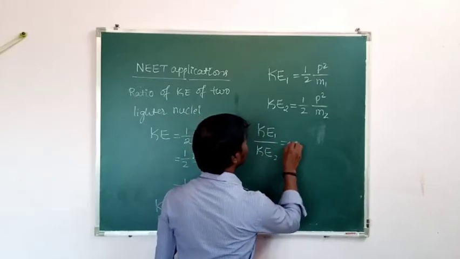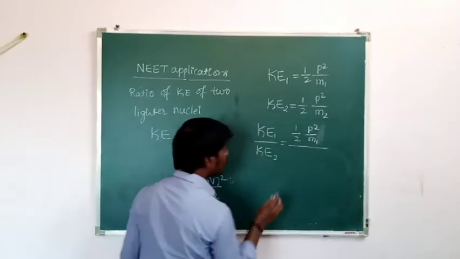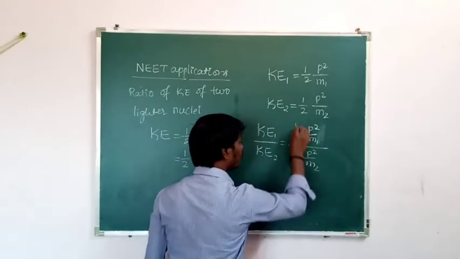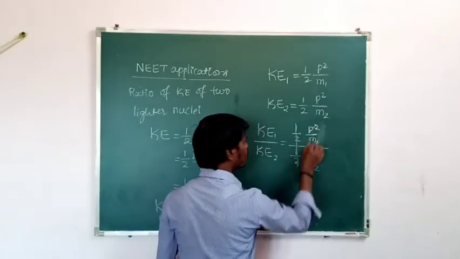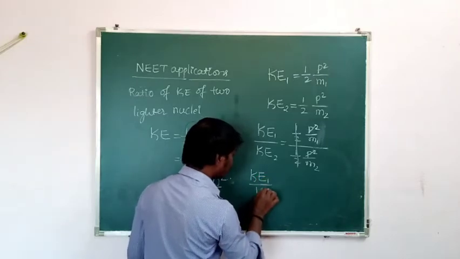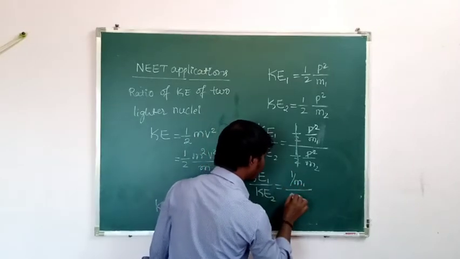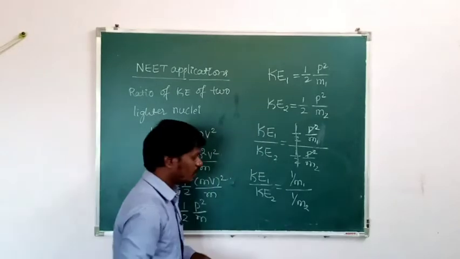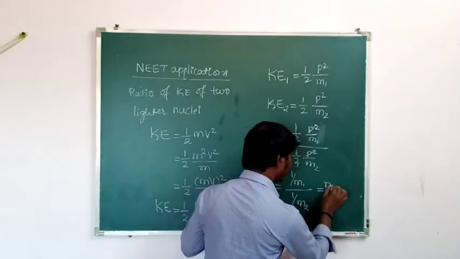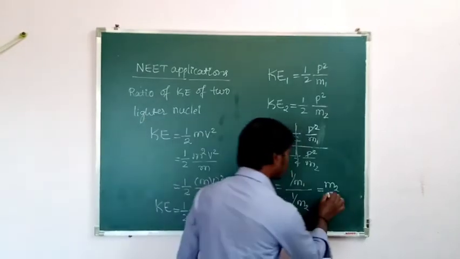Then Ke1 is 1 by 2 p square divided by m1, divided by Ke2, here 1 by 2 p square divided by m2. Then 1 by 2 gets cancelled. Then p square gets cancelled. Then we got Ke1 divided by Ke2 is equal to 1 by m1 divided by 1 by m2. So listen here, this m2 is in the denominator, that comes to the numerator. But this m1 is in the denominator, that comes to the denominator. Then it is m2 by m1.